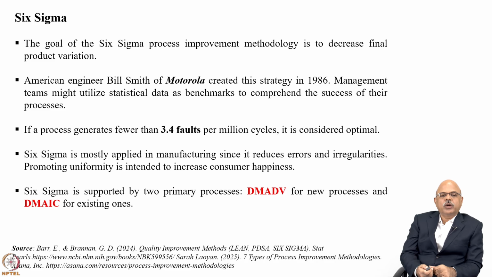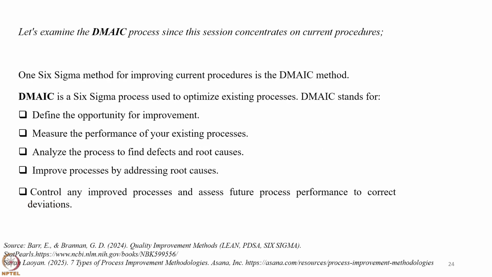Six Sigma is supported by two primary processes. One is DMADV and the second one is DMAIC. You may be more familiar with DMAIC because a lot of emphasis is given to it. But DMADV is also one of the two processes that we need to understand more with Six Sigma.